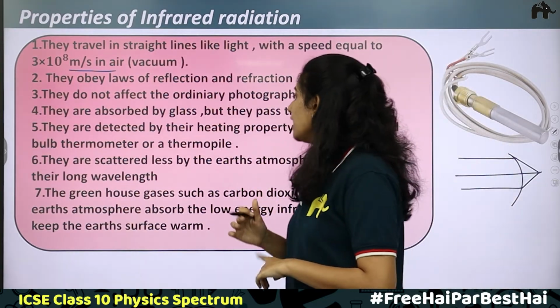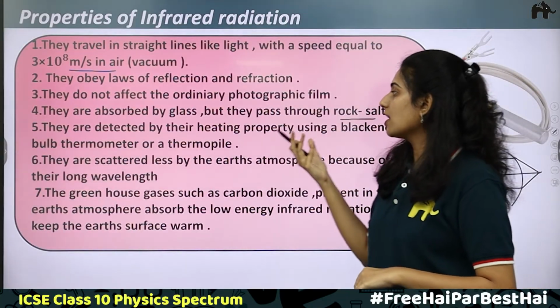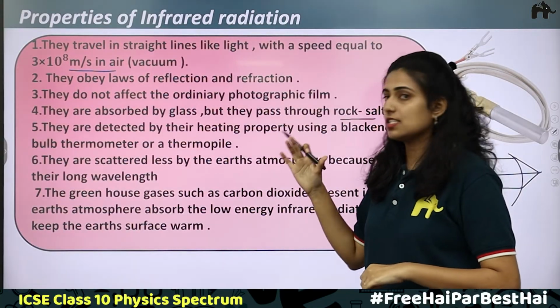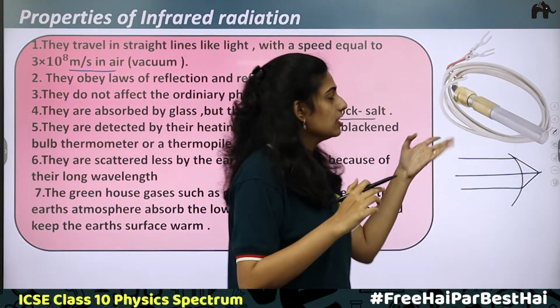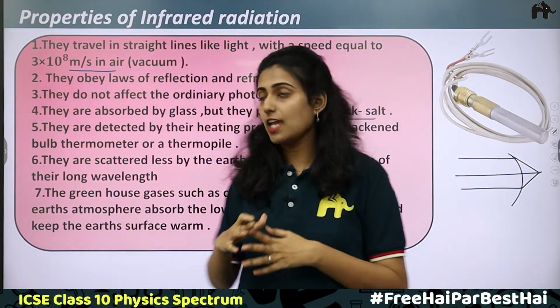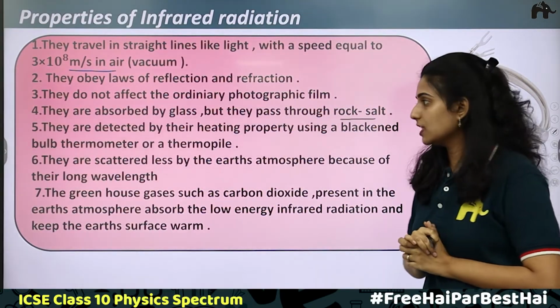Next, they are detected by their heating property using a blackened bulb thermometer or a thermopile. So, these radiations are heating. Okay, heating properties can be measured using the thermopile. This is how a thermopile looks like, or the blackened bulb thermometer can be used for this purpose.